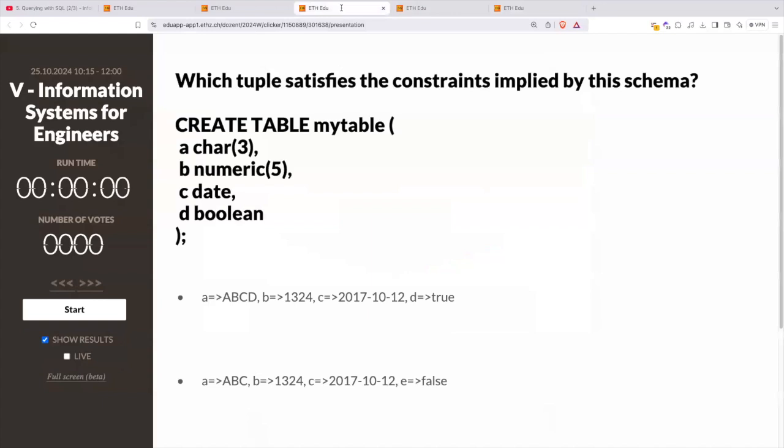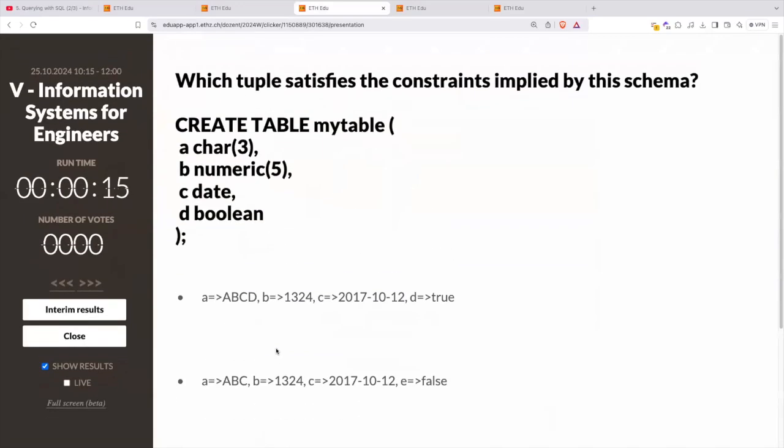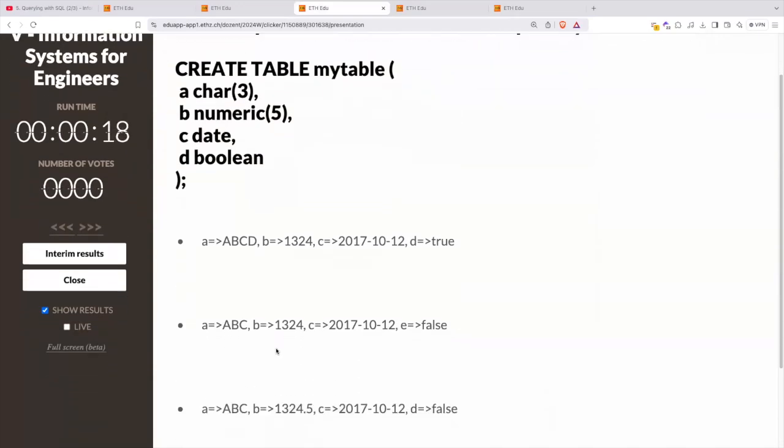Perfect. Now, this is a schema, but in SQL, create table, right? You're familiar with these statements. And I'm asking among these tuples, which one or which ones satisfy the constraints of the schema. So the notation for the tuples is not standard, right? I'm using this ASCII art with the equals greater than for the functional arrow. This is totally arbitrary, but you understand what I mean, right?